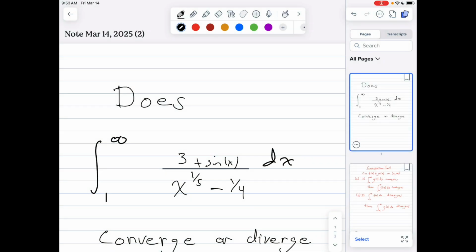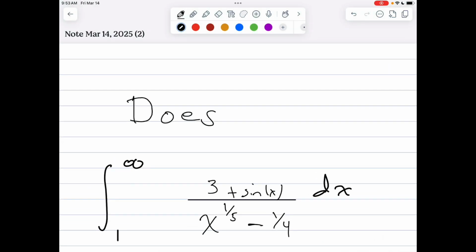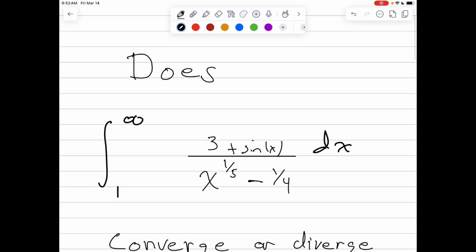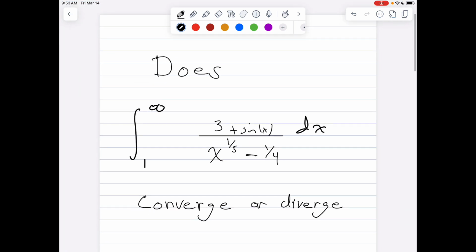All right, hello everyone. So today we're doing a video. This is the second part of a video on improper integrals using the comparison test. So does the integral from 1 to infinity of (3 plus sine of x) over (x to the 1/5 minus 1/4) converge or diverge is our question here.